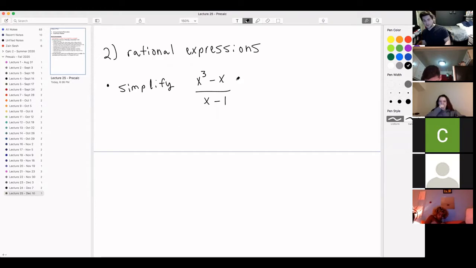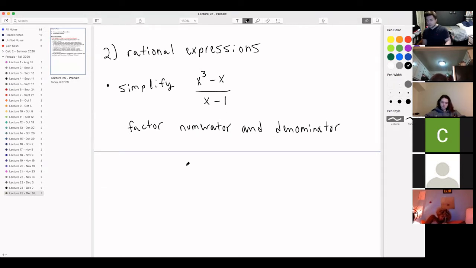Good. So remember the technique for simplifying rational expressions. You want to factor the numerator and denominator as much as possible, and then cancel out any common factors. All right, so let me just write that. So you factor numerator and denominator. Okay, good. So the numerator, you can factor that by GCF. You can pull an x out from both terms. So what does this become? x times x squared minus 1, divided by x minus 1.